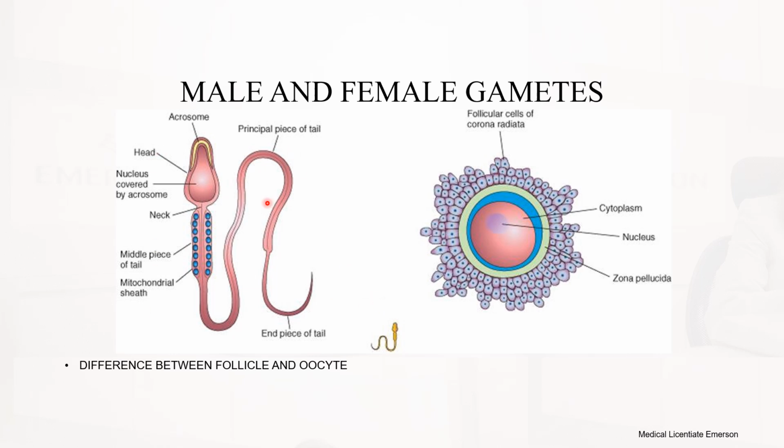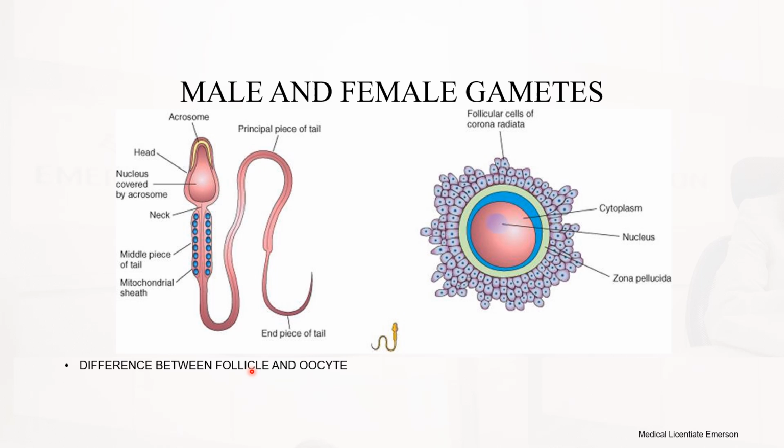Okay, so next we are going to look at the male and the female gametes. So this is a sperm cell, this is an egg cell, the ovum. We also need to know that the egg cell is known as the oocyte, hence its production is known as oogenesis. Then there's what we call a follicle. So what's the difference between a follicle and an oocyte?